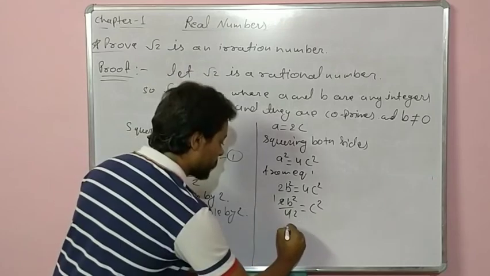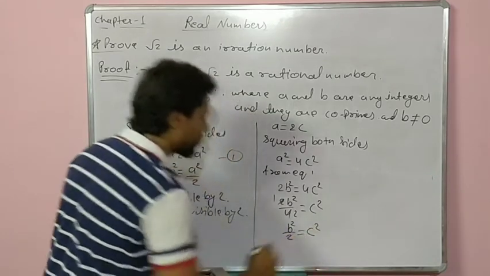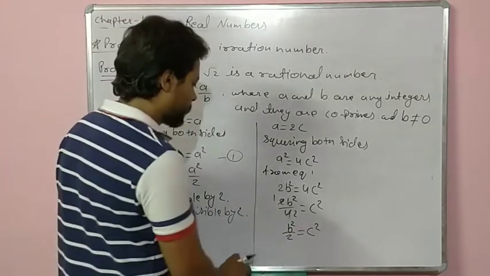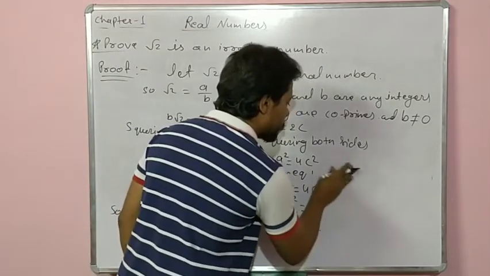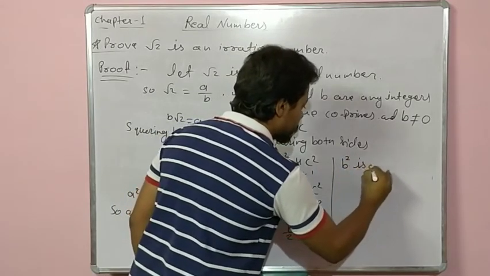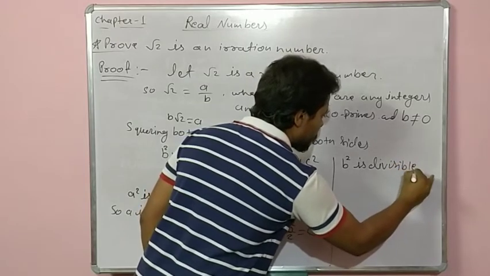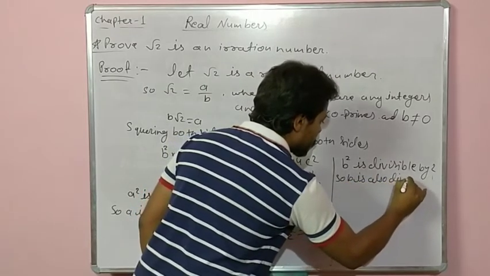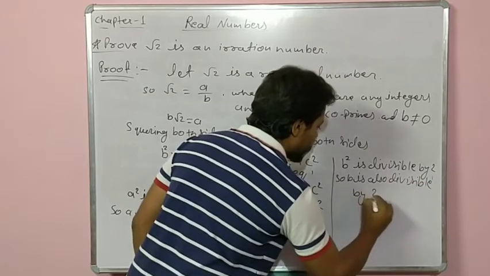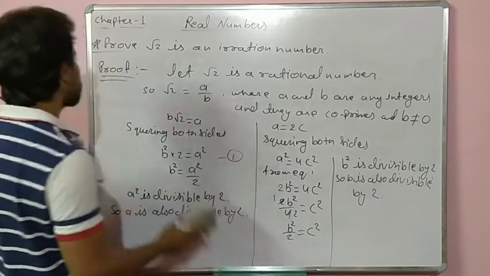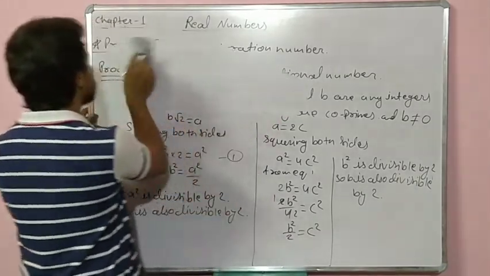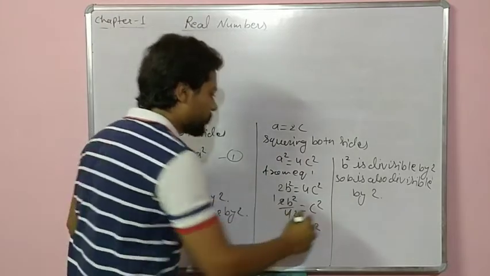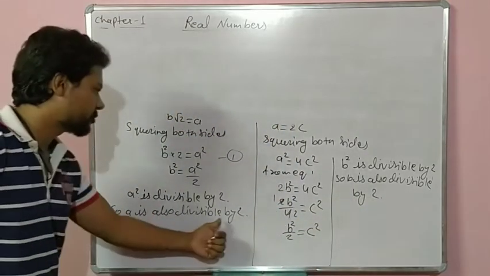Now what we got? We got b square by 2 equals to c square. Now again the same theorem. Here what we had written, a square is divisible by 2, so a is also divisible by 2. Here also the same. What? B square is divisible by 2, so B is also divisible by 2. In that case, A is also divisible by 2 and B is also divisible by 2.